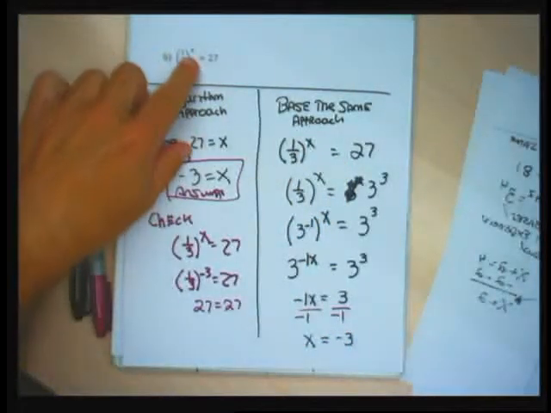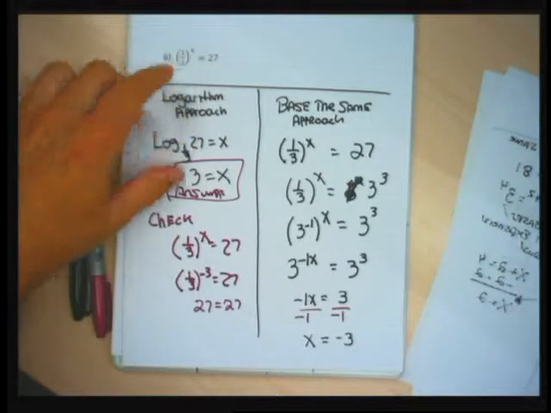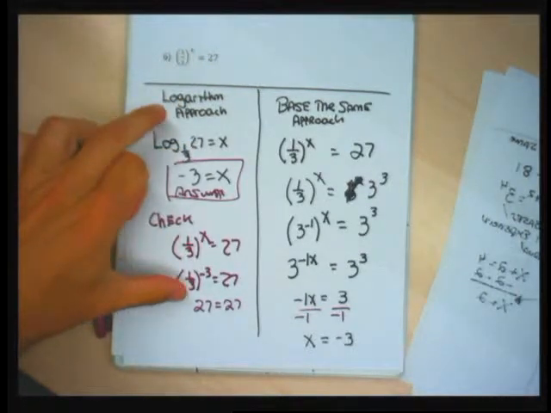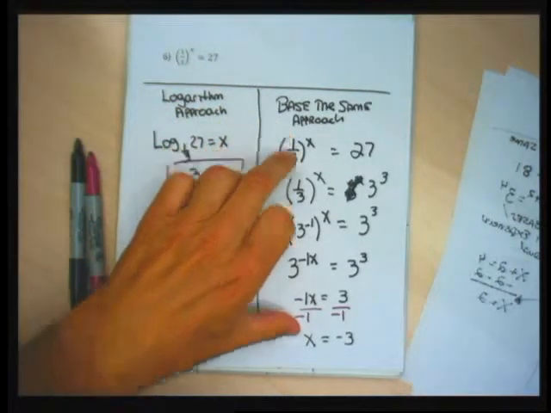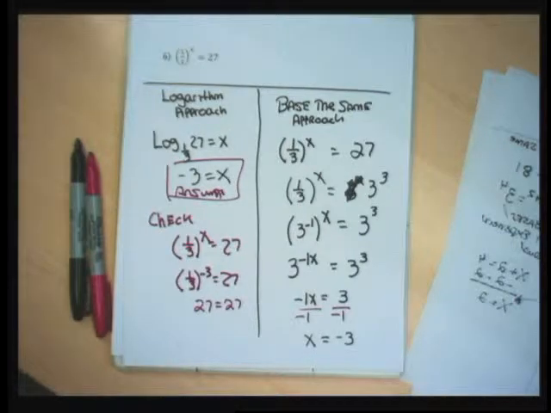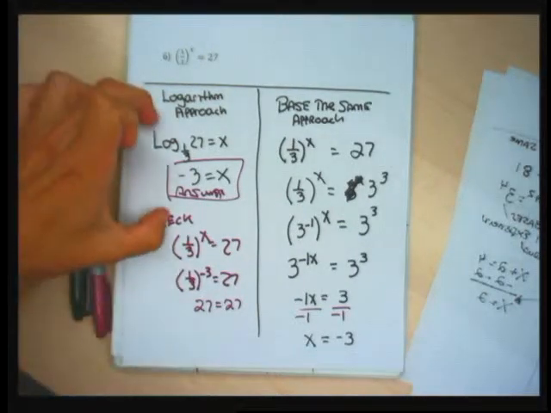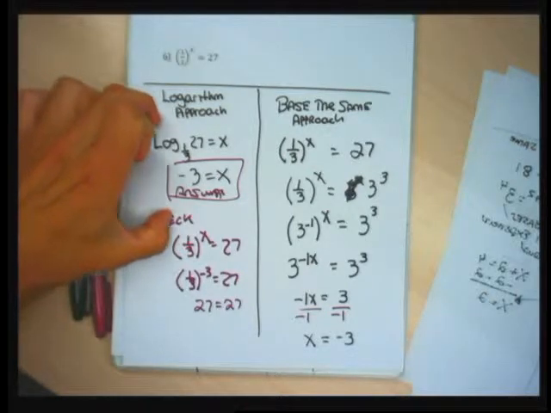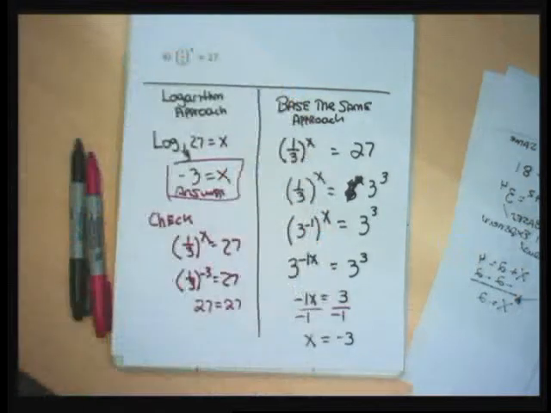If there's an x in an exponent, the logarithmic approach will always work. This make-the-bases-the-same approach will work for some of the problems, but you'll be able to tell: if you use this approach and you get a nasty decimal answer, then this approach is not even possible.